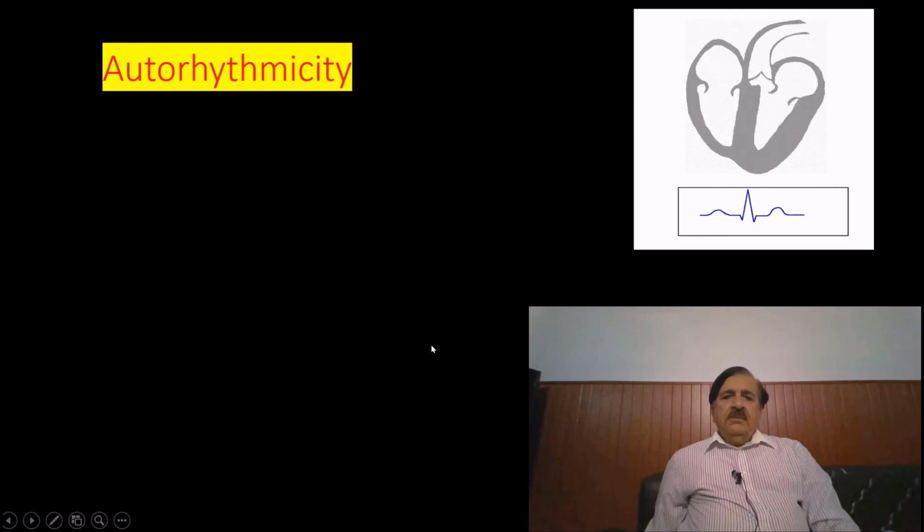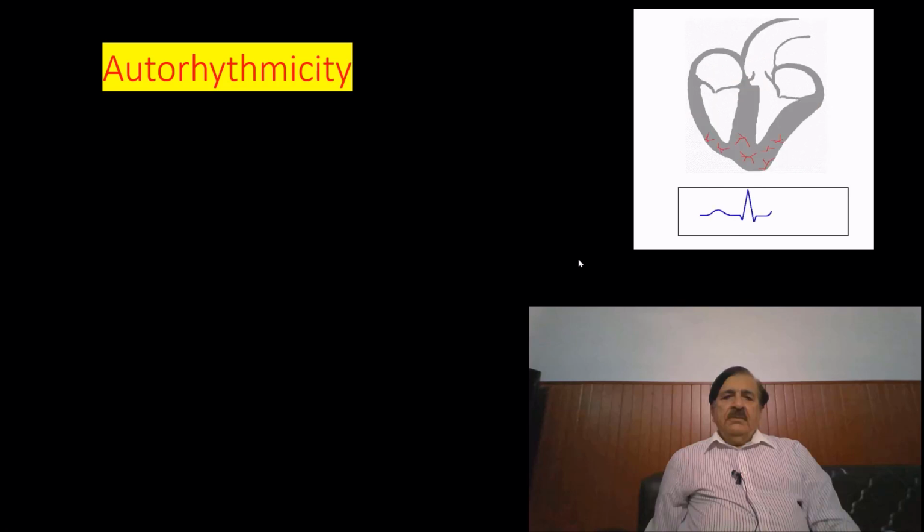Autorhythmicity, or chronotropism. In the myocardium, autorhythmicity is the ability of the cardiac muscle to depolarize spontaneously without external electrical stimulation from the nervous system.